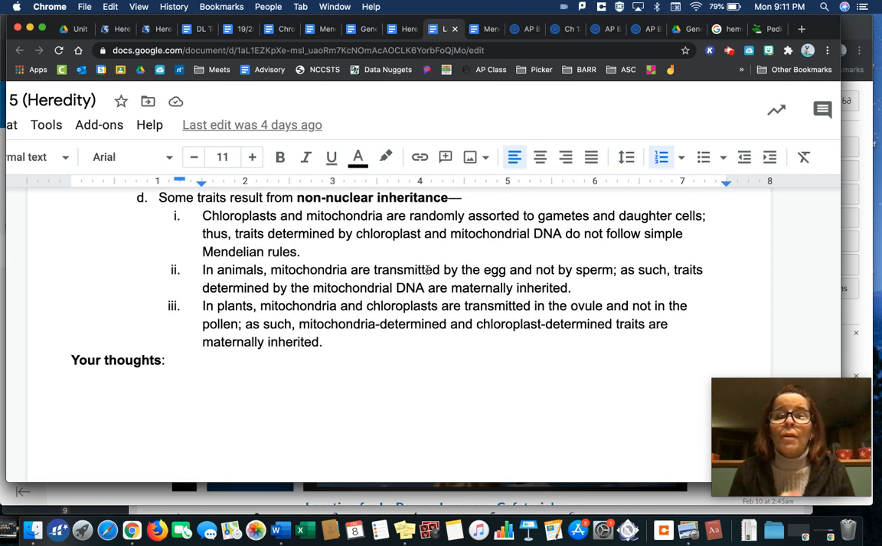Some traits result from non-nuclear inheritance. You need to know this. Chloroplasts and mitochondria, we think that they were once bacteria, remember? And they have their own DNA. So they have traits, which we don't talk about as much. They have their own characteristics that get passed on, and it has nothing to do with our nucleus. So we call that non-nuclear inheritance.